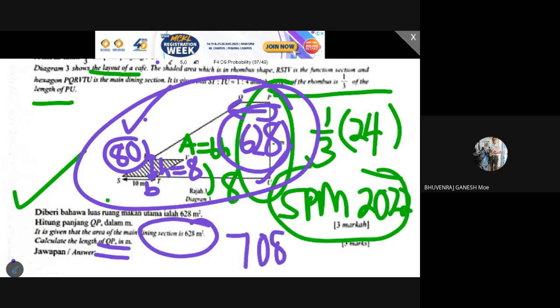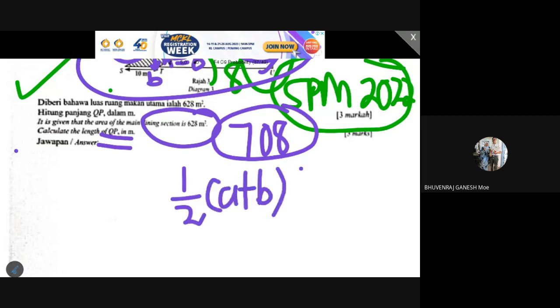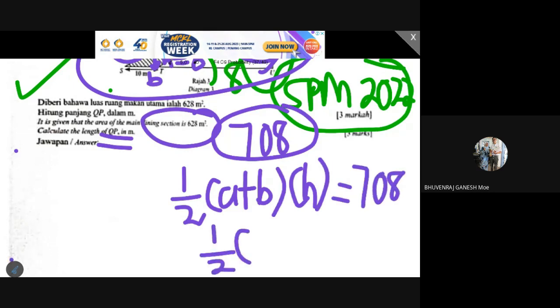Your total area is 708. Okay, so now you apply the trapezium formula. Earlier one person told the formula actually. So this is the formula to calculate the area of a trapezium. Basically, A plus B, guys, what does this represent? Yes, the sum of parallel sides. Very good.